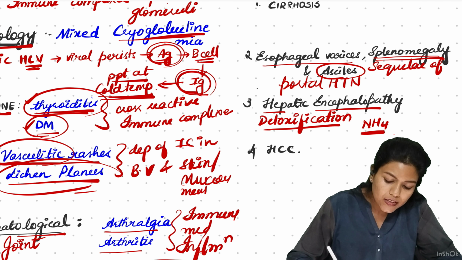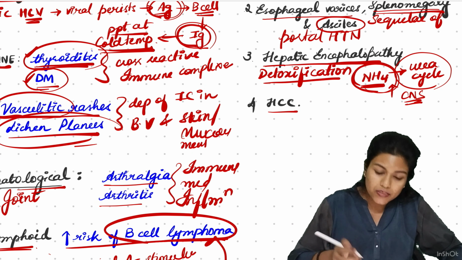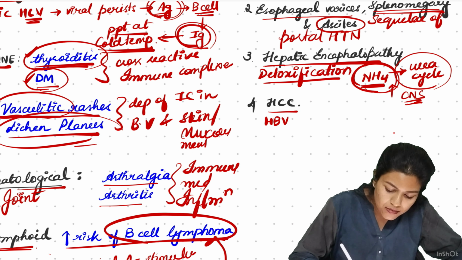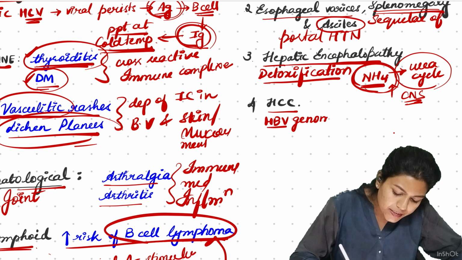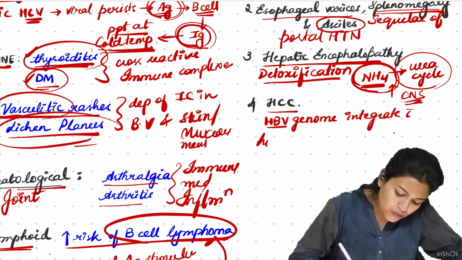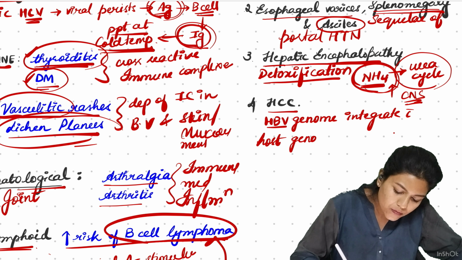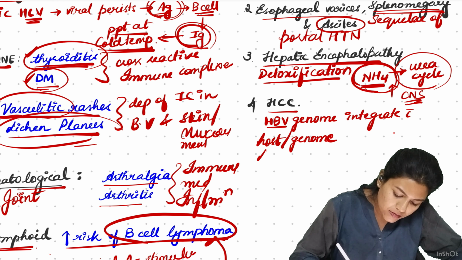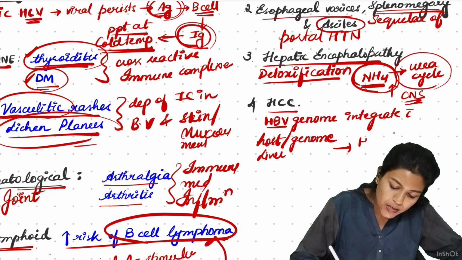And HCC, there's a risk of hepatocellular carcinoma. We have studied in acute viral hepatitis also. Hepatitis B, C, and D have chronicity. So the more the exposure, the higher the risk of HCC, specifically with HBV. The hepatitis B virus genome will integrate with the host genome, that is the hepatocyte or liver cell genome. It will cause hepatocellular carcinoma over time. So these are the late complications of chronic viral hepatitis.